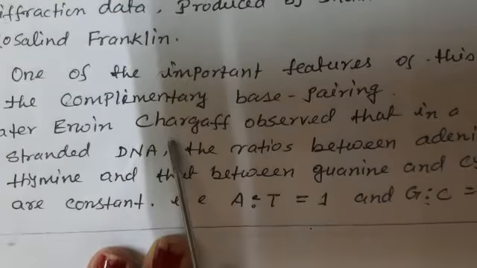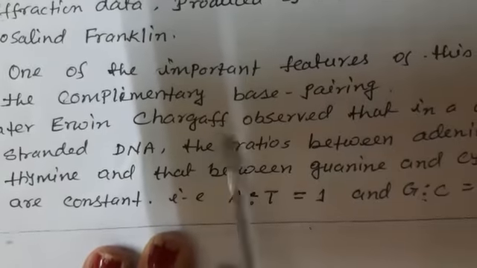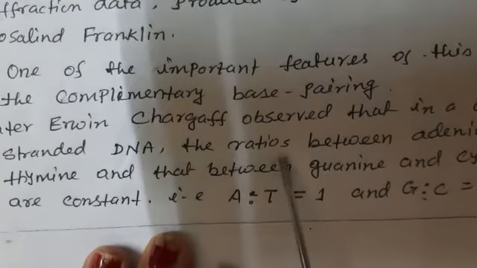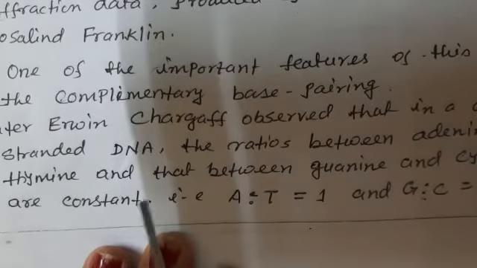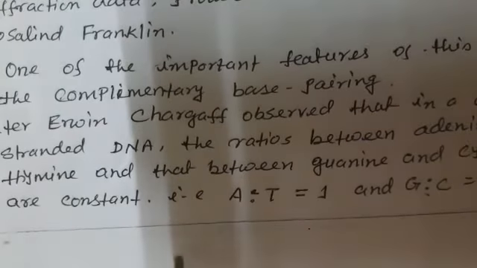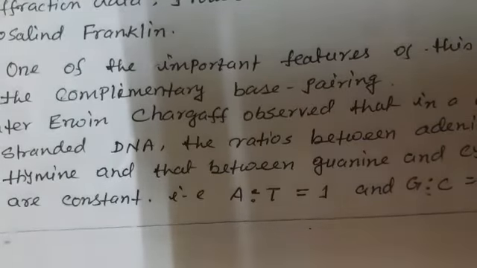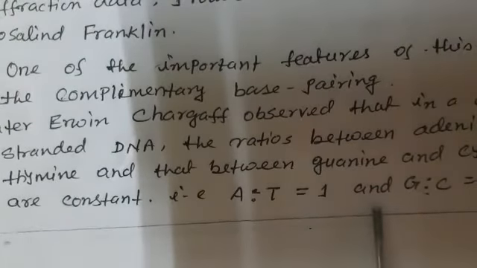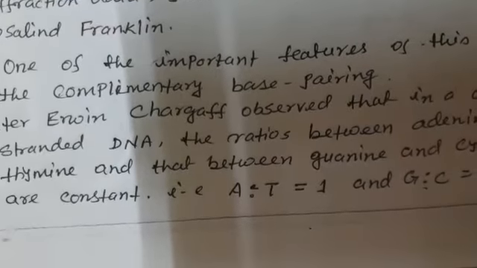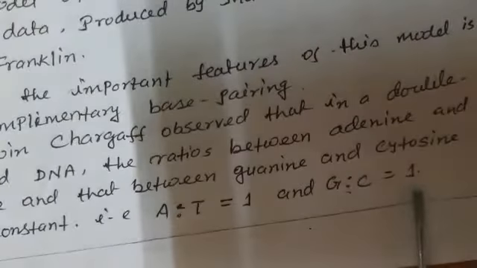Later, Irwin Chargaff observed that in a double-stranded DNA, the ratios between adenine and thymine and that between guanine and cytosine are constant. That is, if adenine and thymine is 1, then the ratio of guanine and cytosine will always be 1. It will be always 1.